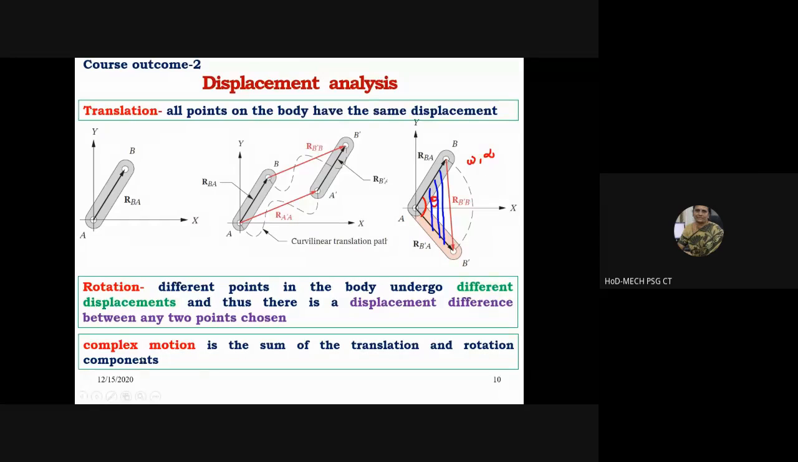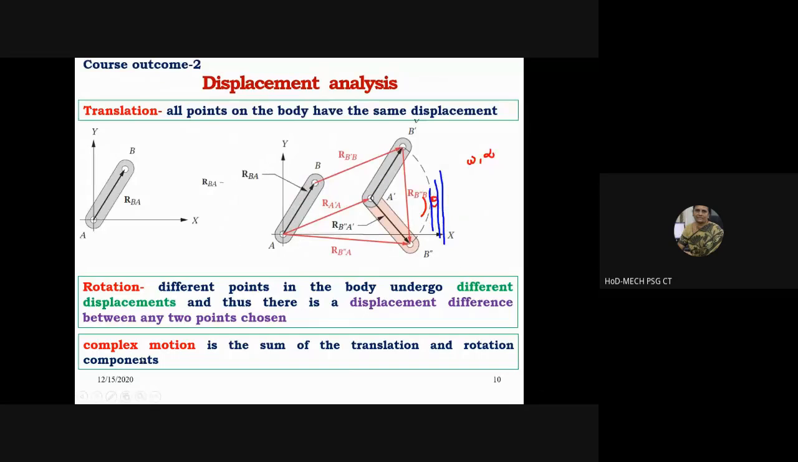Complex motion is the sum of translation and rotation like this. So this body has translated like this from here to here, and then it has rotated. So from the initial position AB, the body comes to a position A dash, B double dash, from here to here by undergoing a combination motion or a complex motion, which could be split into a translation like this and then a rotation like this.